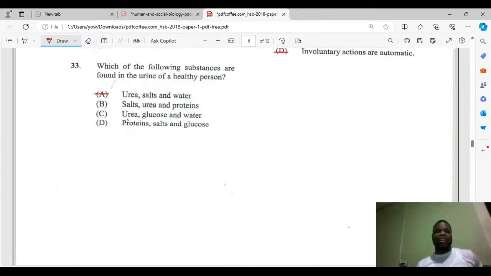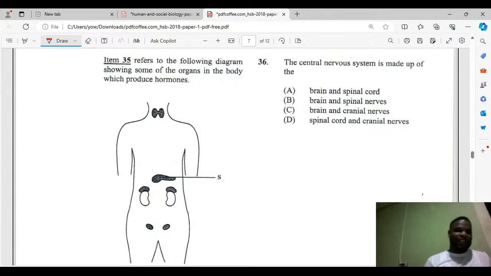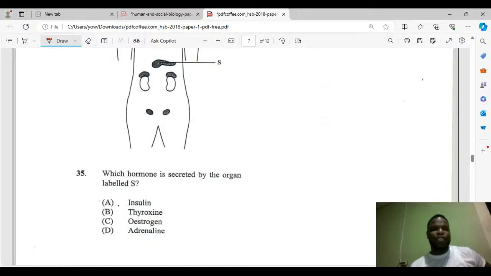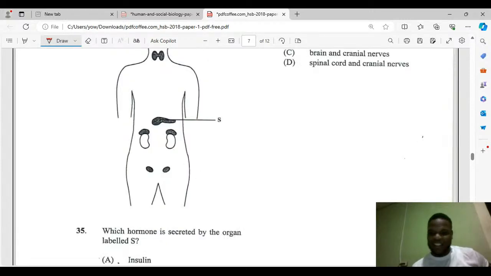Moving on to 35, it refers to the following diagram of some of the organs in the body. And then we have S there, that's simple. Which hormone is secreted by the organ? What is S, by the way? What organ is S?